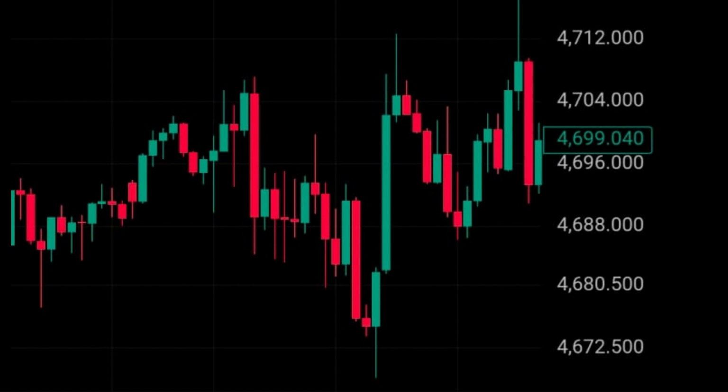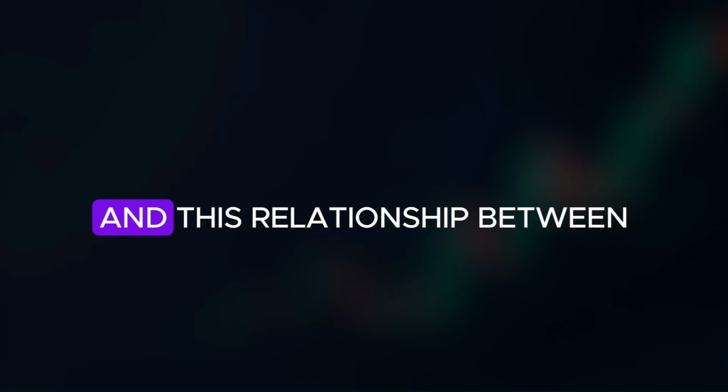The same concept applies to buy-side liquidity. Price can react from internal buy-side liquidity before continuing toward external buy-side liquidity. Or take external buy-side liquidity first before returning toward internal buy-side liquidity afterward. And this relationship between internal and external liquidity is one of the clearest proofs that the market is not random. Because price is not moving aimlessly.